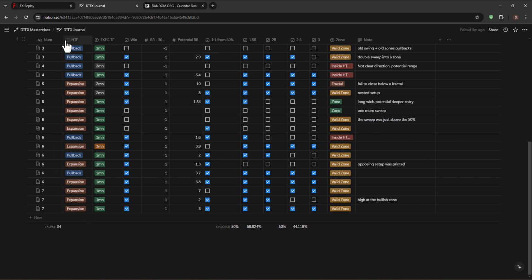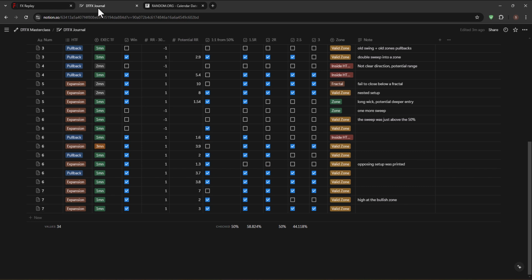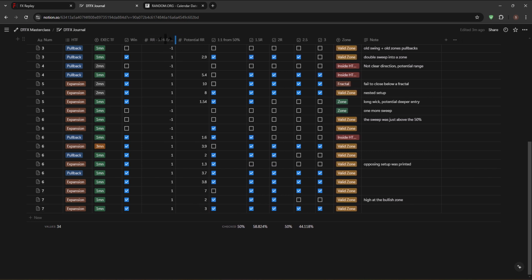So for example, when I log the trade, I state whether this is an expansion or a pullback. Like for example, this is expansion, right? We are trading to the upside, we swept a low, and we are expecting another expansion. Pullback is sweeping this, for example, sweeping this high and then pulling back lower. That's a pullback, but this is an expansion. We like expansion trades. I put my execution time frame, the 1 minute, whether it is a win or loss, and the RR based on the 30% entry, right?